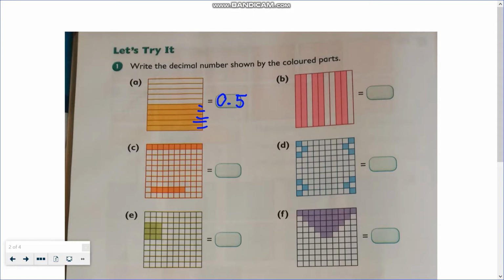So this is out of hundreds. So let's count the parts shaded. We have 1, 2, 3, 4, 5, 6, 7, 8, 9, 10. So this is one column. Then 11, 12, 13, 14, 15, and 16. So there are 16 parts shaded and there is no whole number. So we have to write first 0 and then 16. So we have 16 hundredths. So kindly follow the pattern for the rest of the letters.